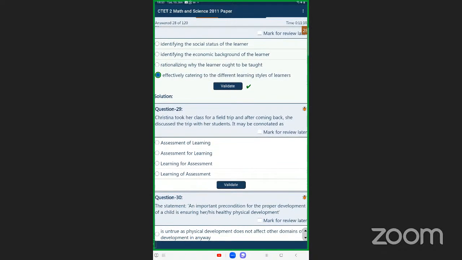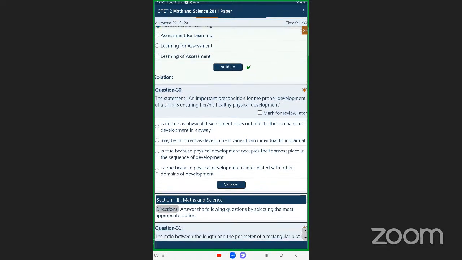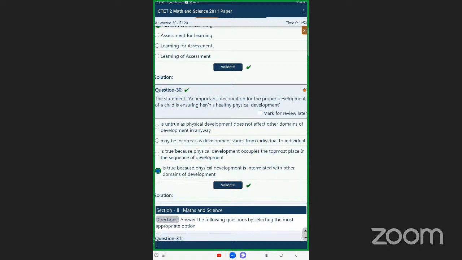Now Christina Krishna took the class for a field trip, and after coming back she discussed the trip with her students. It may be connoted as assessment of learning. Now this statement: an important precondition for the proper development of a child is ensuring his or her healthy physical development. So which can be correct? It is true, because physical development is interrelated with other domains of development. So this is the answer.